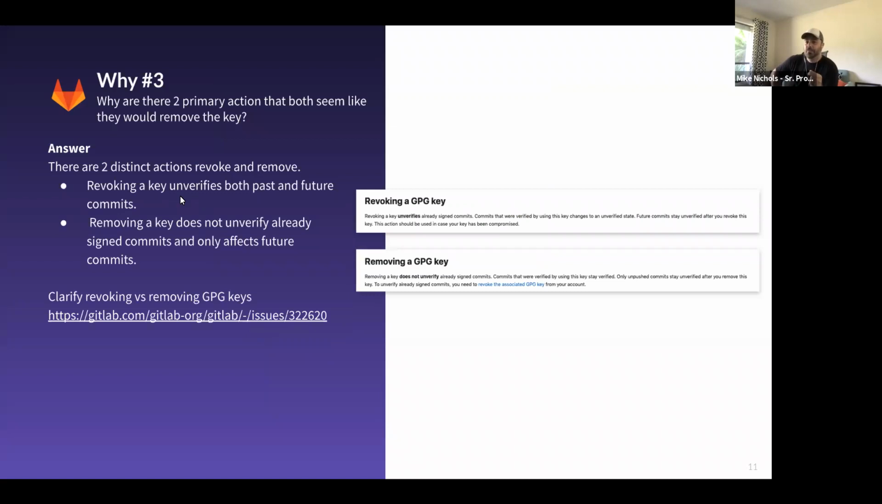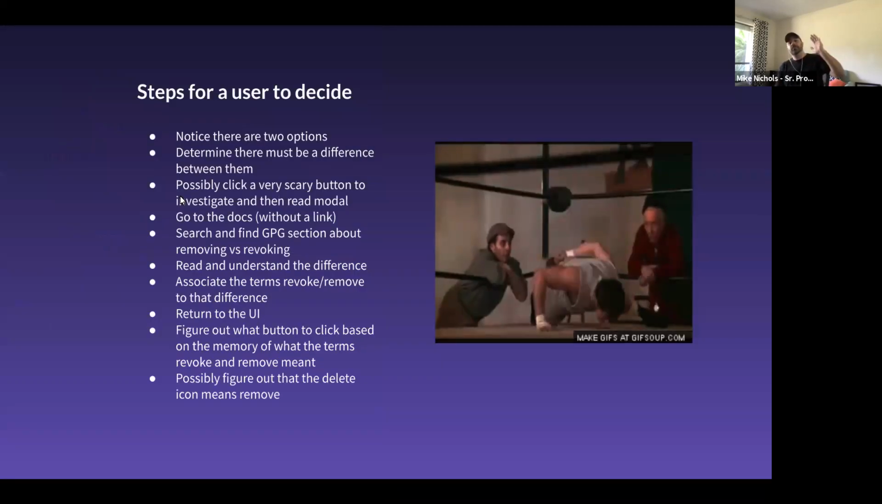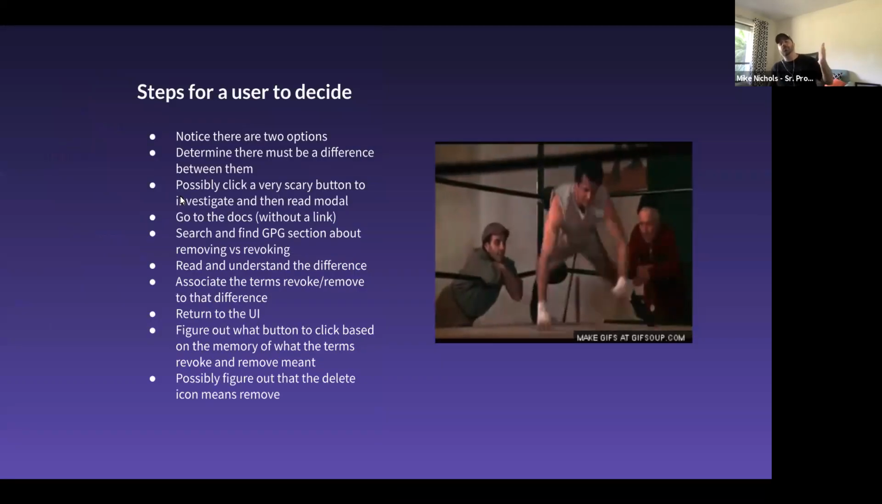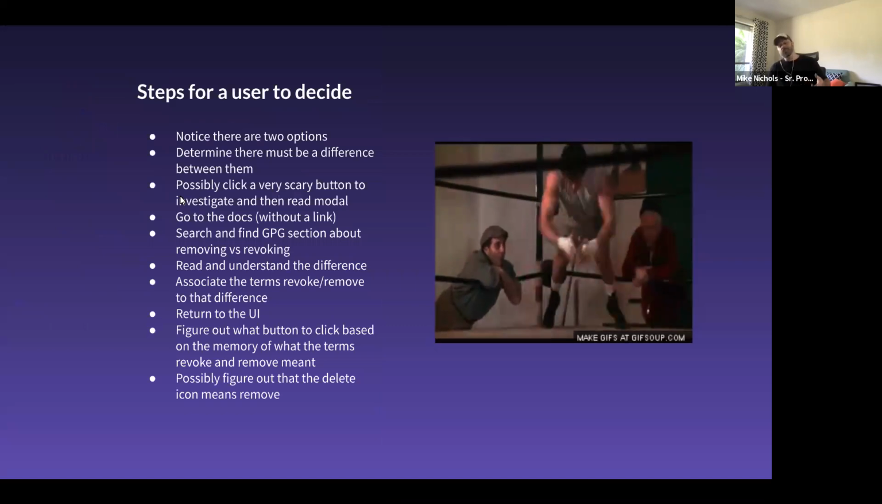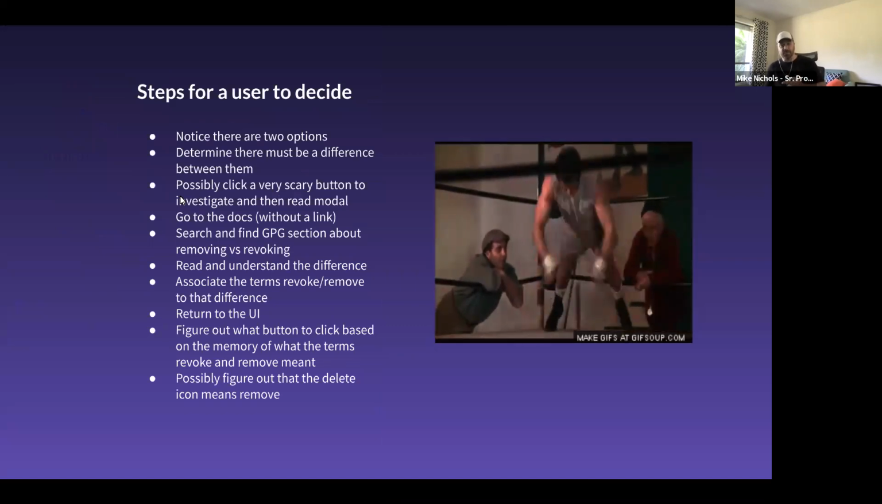And the difference comes in with revoking, which is essentially taking both past and future keys. So saying any commit that has ever been associated with this GPG key is unverified. Removing it simply does that moving forward. So let's look at the steps that this would require for a user to do. With our current user interface, the user must notice that there are two options. They must figure out that there is in fact a difference between those two.